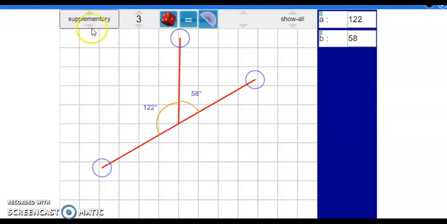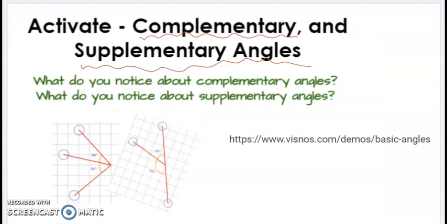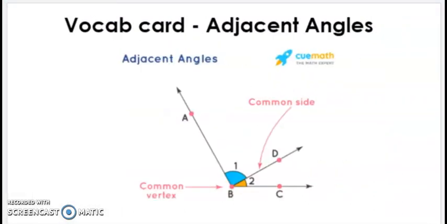See if you can get the hang of what complementary and supplementary angles are and how they work before I even teach you. So pause this video now, go to this link down in the description of the video, and spend some time on complementary and supplementary angles before I talk about them. All right, we got some good exploration in. Let's get to it. I need to teach you 3 vocabulary words first today.